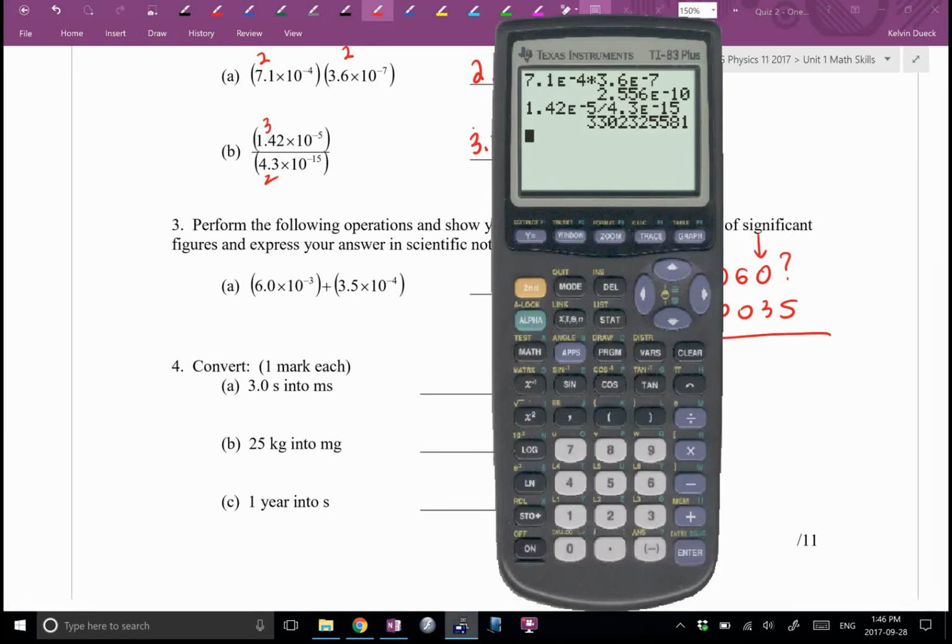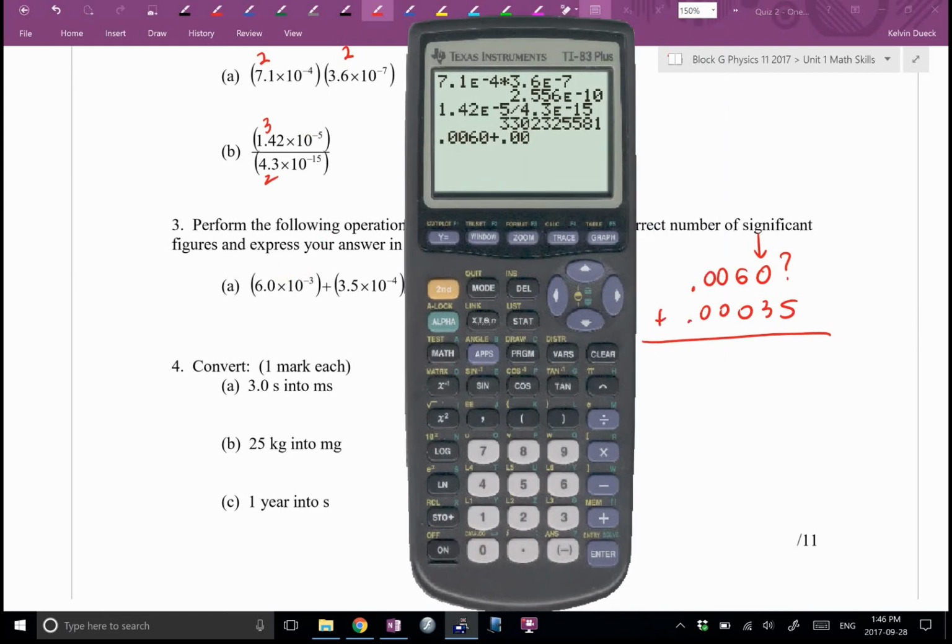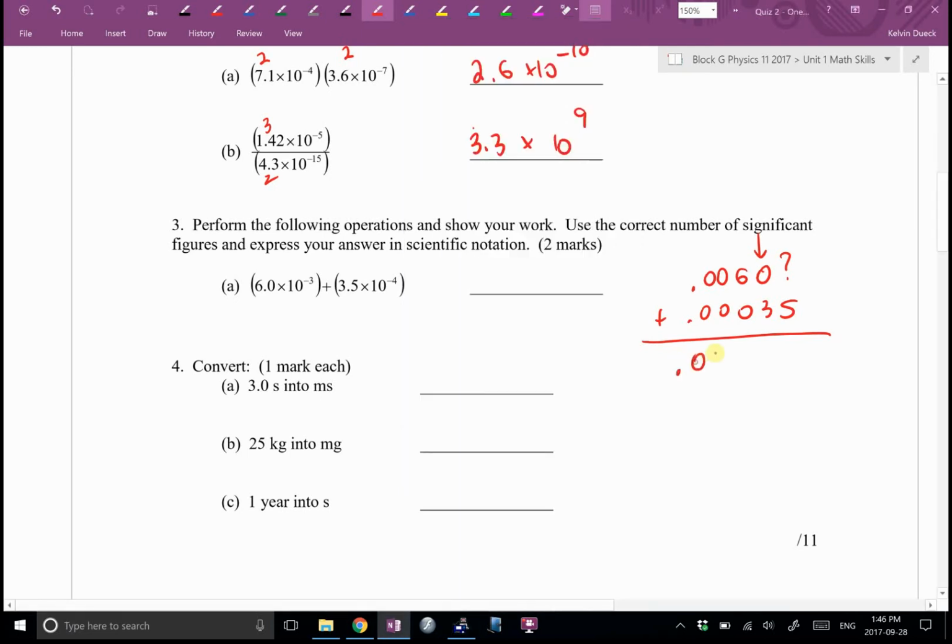Now on my calculator, 0.0060 plus 0.00035. I'm going to round off to the 4th decimal place. The fourth decimal place is right there. That 3 is going to become a 4, so I'm going to write it as 0.0064. 6.4 times 10 to the negative 3. Whew.